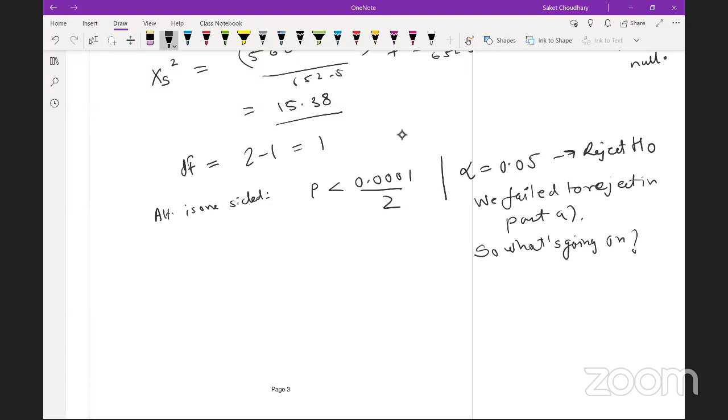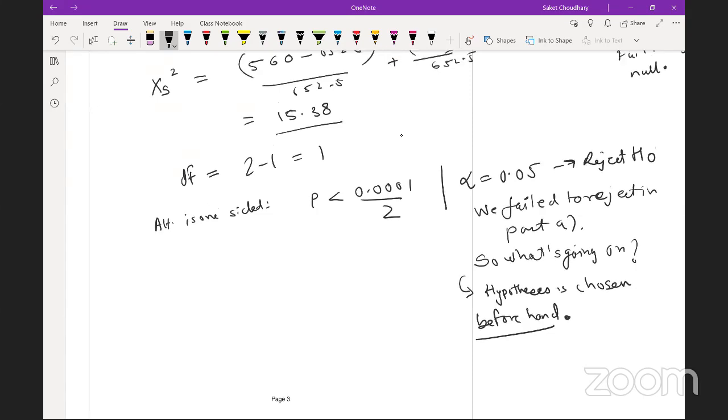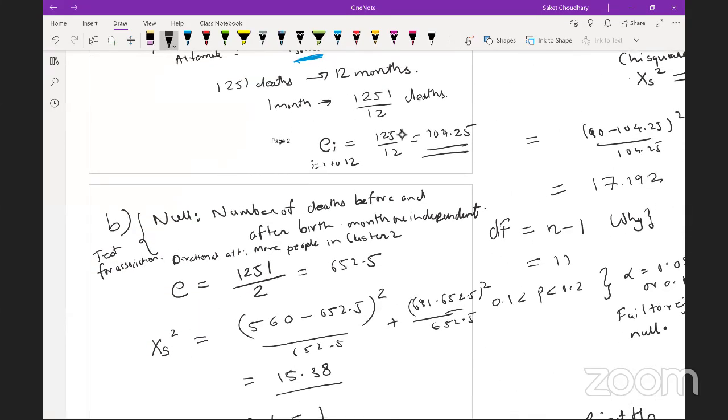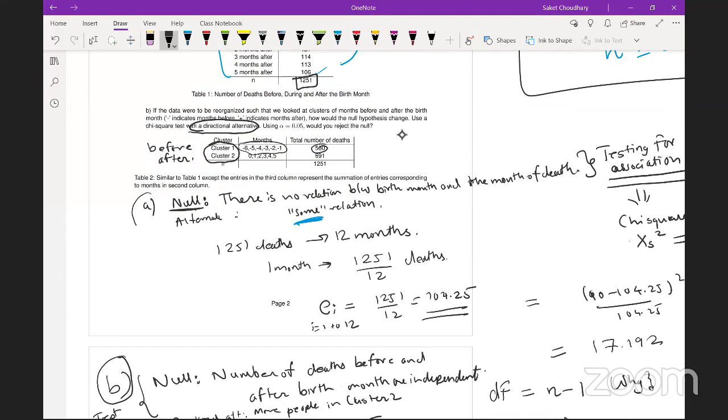So what's really going on essentially is that if you do this experiment, or if you ever work with any hypothesis in real life, the hypothesis is chosen beforehand, right? So you need to be very sure about what association it is that you're going to test, right? Ideally, this association in part B is probably more interesting to test rather than a very general hypothesis, something like the one in part A.